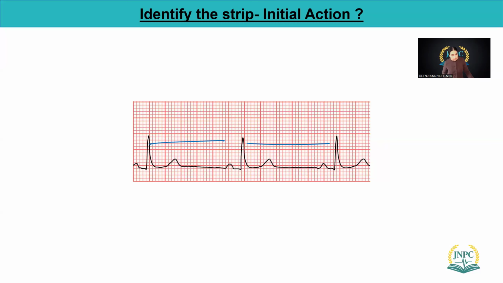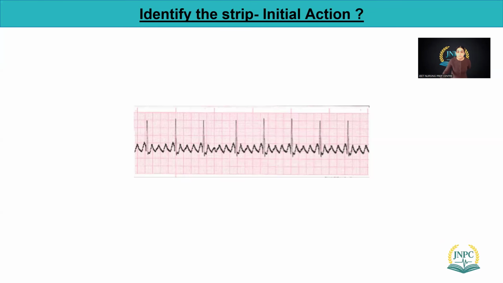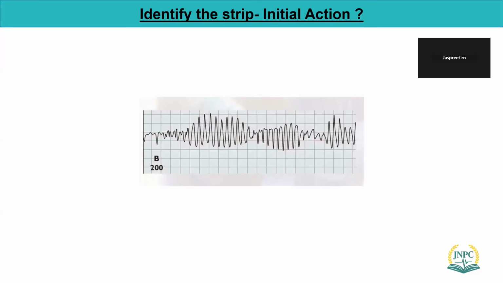Let's see if you know the next one. What about this one? First question: is it regular? Check the gap. Yes. How about the P wave? Can we locate it? No. Instead of the P wave, what do we have? Sawtooth. So this is atrial flutter, right? Still with me? Atrial flutter.